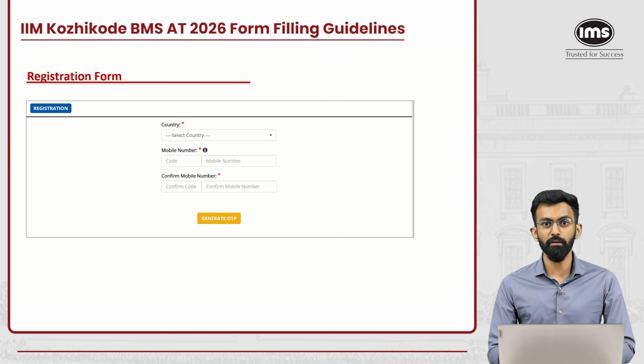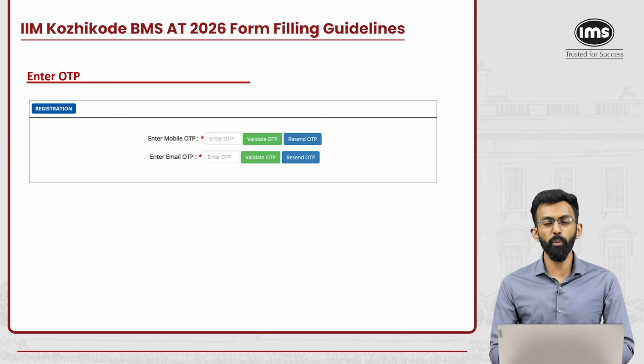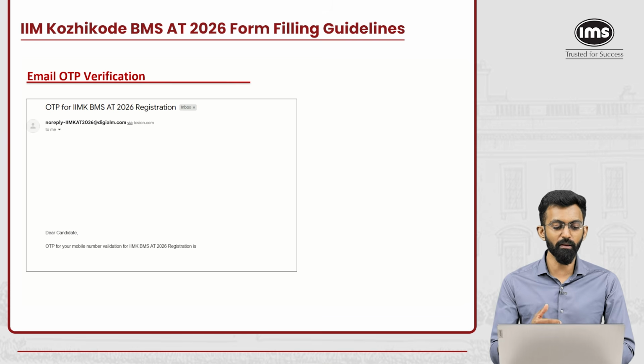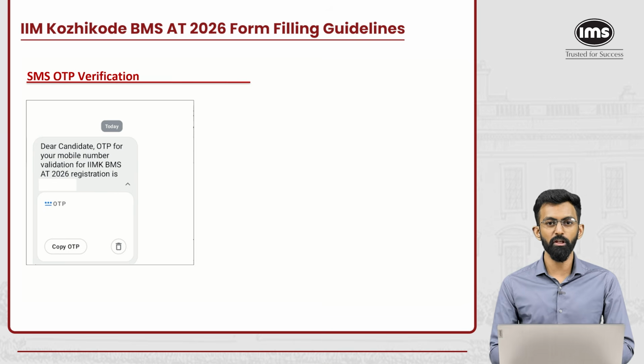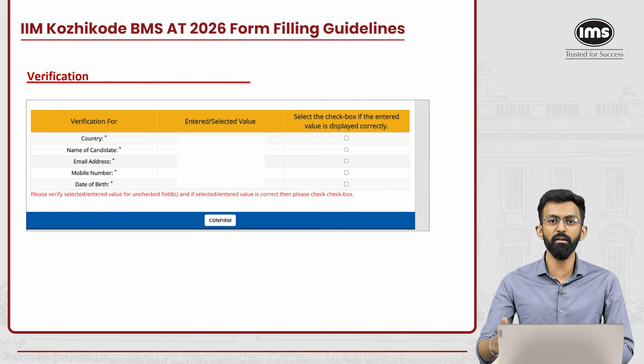An OTP will be sent to both your email ID as well as mobile number. Once you click on generate OTP, you have to fill in a CAPTCHA. The moment you submit the CAPTCHA, you need to enter two OTPs. You will get different OTPs on mobile number and email ID. Once you successfully verify those particular OTPs, you can move forward. So you may receive a mail in a similar format from IIM Kozhikode as well as a text on your mobile number. Then once you have verified your OTP, again you need to enter a particular CAPTCHA, click on confirm, and then there will be the last step in the registration process where you need to verify your details.